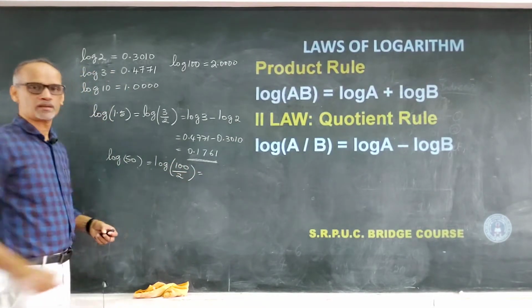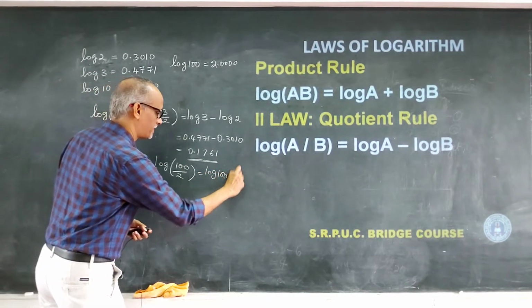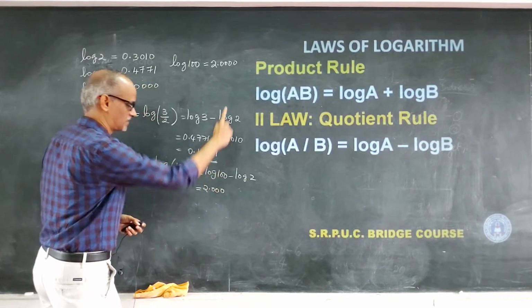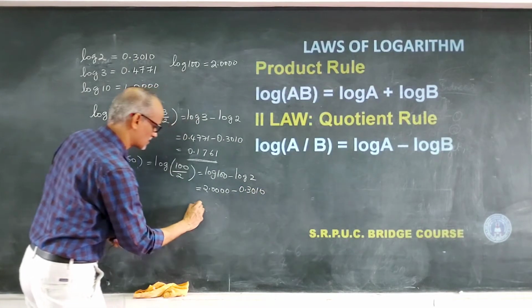Log 100 by 2. So what is log 100 by 2? It is log 100 minus log 2. And log 100 is 2.000, correct? Minus log 2 is 0.3010. So we need to subtract.